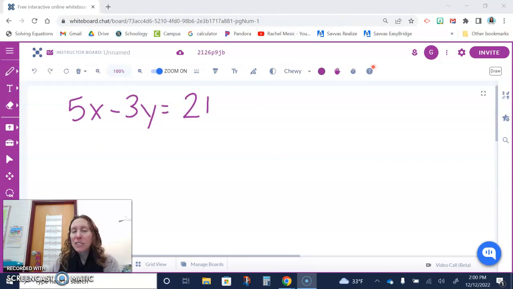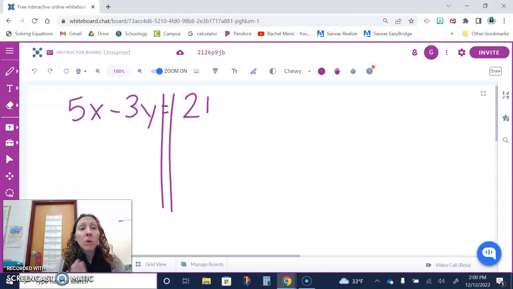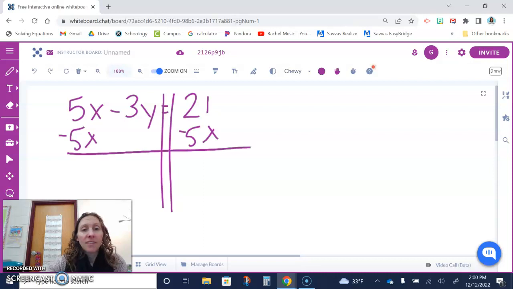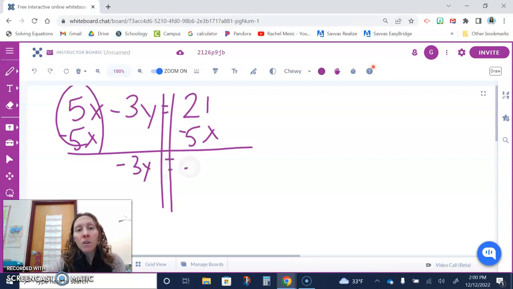All right, here's another example. So we're going to do our railroad tracks first. We're going to get rid of the x's. This is like the same as negative 3y plus 5x. So I'm going to minus that 5x away on both sides. So that is worth 0 or nothing. We still have negative 3y. And then over here we have negative 5x and our positive 21. Then we're going to divide both sides by that negative 3.